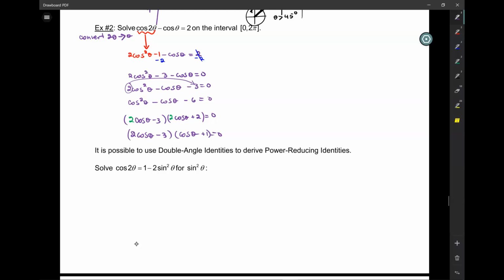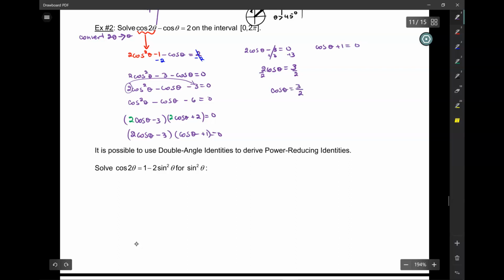Okay. Now, do we have 2 things multiplied by each other and equal 0? Yes. So can we set each one of them equal to 0 on their own? Yes, we can. So 2 cosine theta minus 3 equal to 0. Cosine theta plus 1 equal to 0. Add 3. Divide by 2. Cosine is 3 over 2.